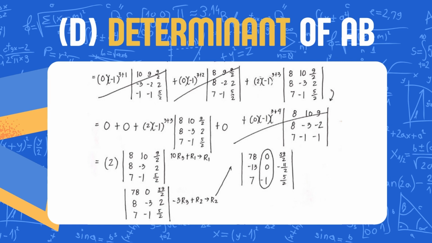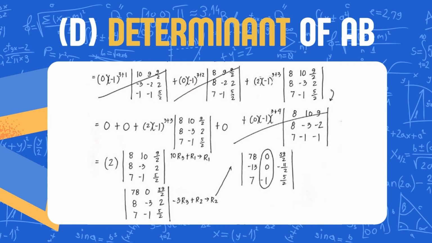Then, the next step is negative 3R3 plus R2 yields R2. Therefore, negative 3 multiplied by 7 plus 8 is equal to negative 13. Negative 3 multiplied by negative 1 plus negative 3 is 0. Negative 3 multiplied by 5 halves plus 2 is equal to negative 11 over 2.